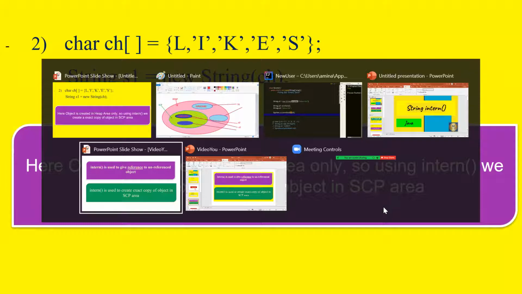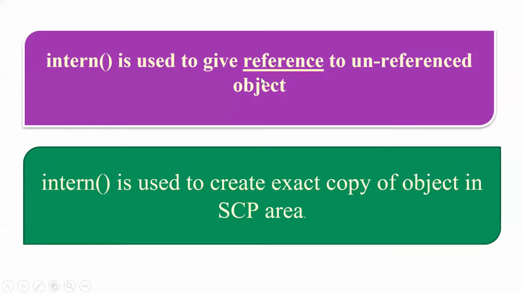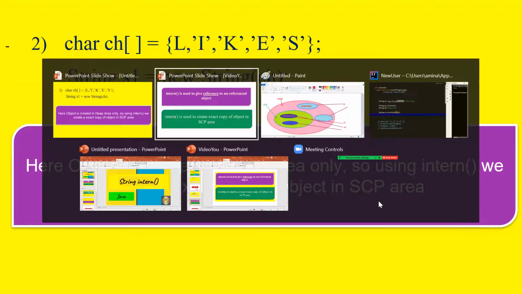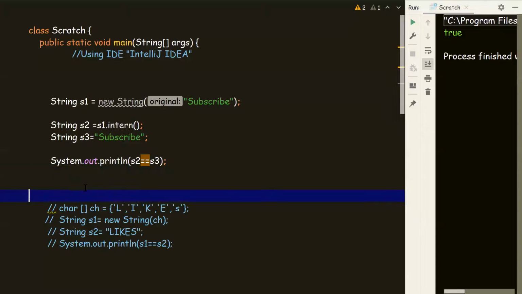So the intern method is used for giving a reference to an unreferenced object, and it is used to create an exact copy of the object in the SCP area. So here we would use it for copying the exact copy of an object. So let's see over here.